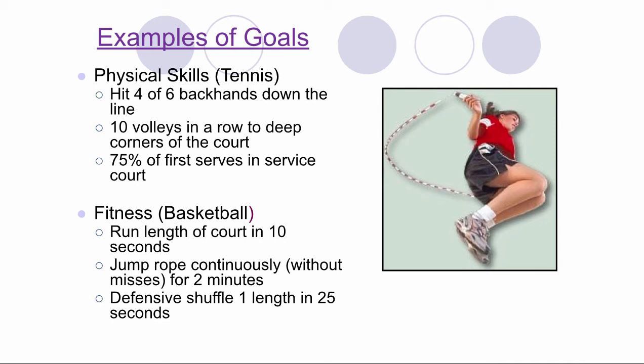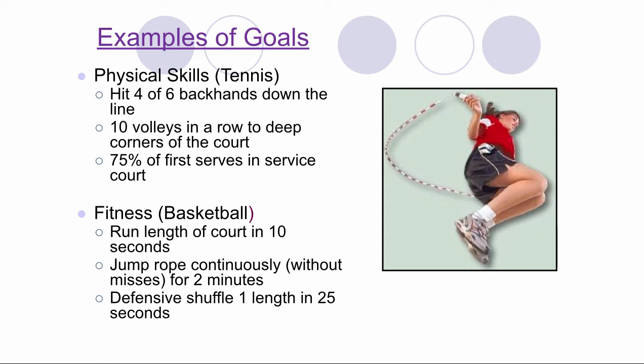So what are some examples? If we're talking about physical skills, we can think of something like tennis: hit 4 of 6 backhands down the line, 10 volleys in a row to the deep corner, 75% of first serves in, and then we might add a time element to this. Fitness-wise in basketball, run the length of the court in 10 seconds.